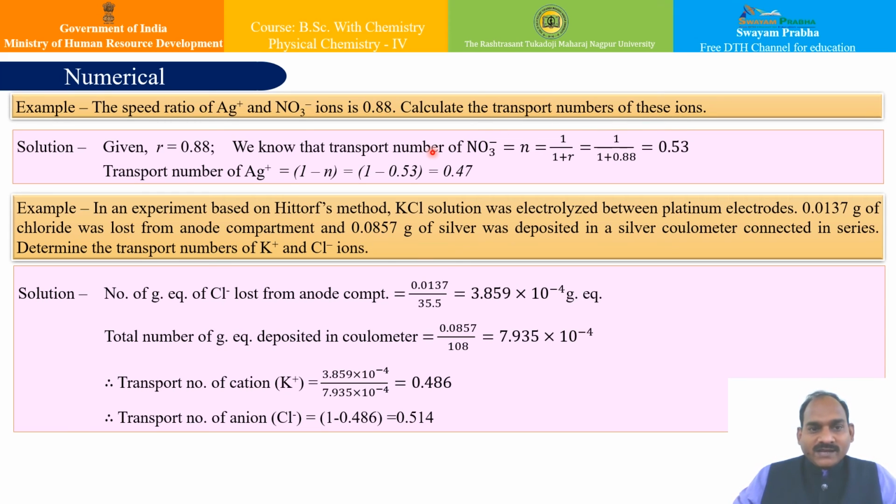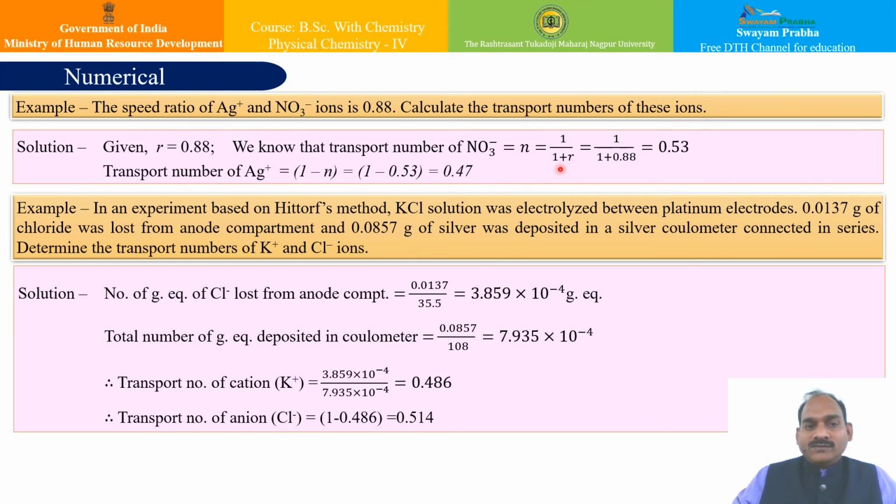We have seen earlier that the speed ratio is calculated as t plus upon t minus. This ratio is given as 0.88, and we know that the transport number of the nitrate ion, that is the anion, n, is given by n is equal to 1 upon 1 plus r. If I substitute the value of r, I get the transport number of the anion, nitrate ion, as 0.53, and 1 minus n gives the transport number of the cation. So the transport number of silver ion is 1 minus 0.53, which is equal to 0.47.